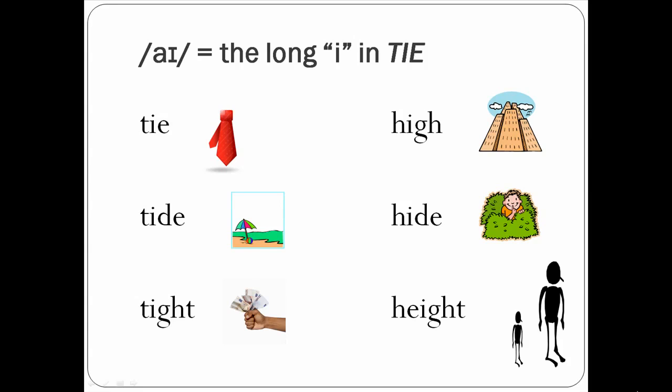It may help you to know that there's a slight Y sound that makes the glide possible, I. This long I sound is usually spelled with an I or IE, although there are other spellings. Let's first say this as an open sound. Tie, high. Now let's say it followed by a voiced consonant. Tide, hide. And finally, we'll follow it with a voiceless consonant. Tight, height.